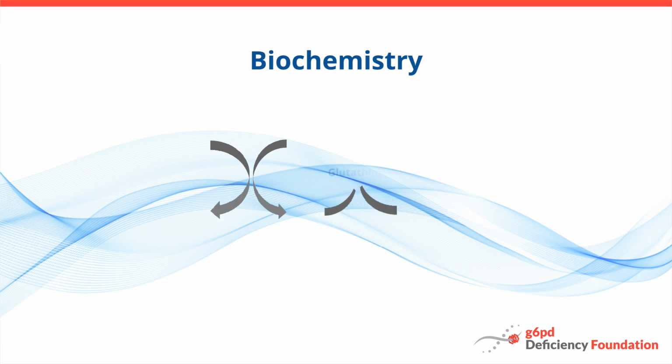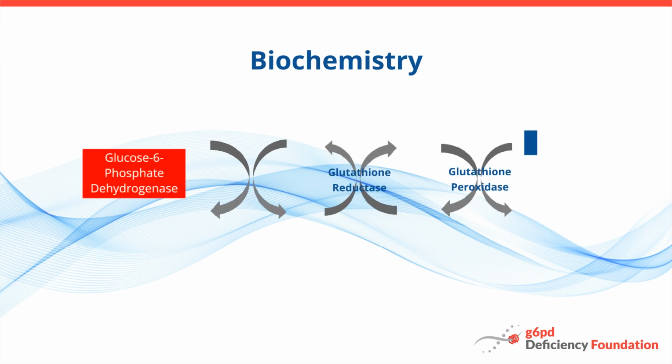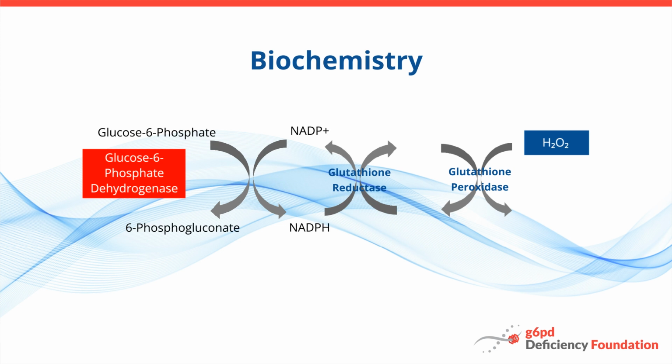Oxidative injury to red blood cells can lead to acute hemolysis. In red blood cells, the hexose monophosphate shunt is responsible for dealing with oxidative stress, protecting the cells against hemolysis. Glucose 6-phosphate dehydrogenase, or G6PD, is the first component needed for the hexose monophosphate shunt.